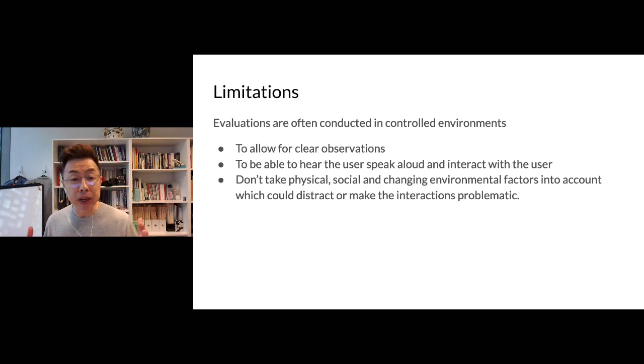So imagine if this is done in the train itself, it'll be quite noisy. There might be a lot of people jostling. There might not be enough light, or it might be too bright. There might be other people calling out to the user, and also the environment might change because people are using it on a mobile phone. So that's not quite real. And so one of the limitations of conducting this kind of usability testing is that we are not really taking into account the physical, social, and changing environmental factors of the user.